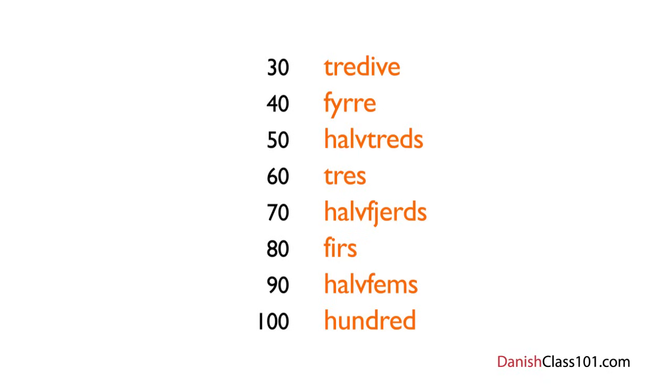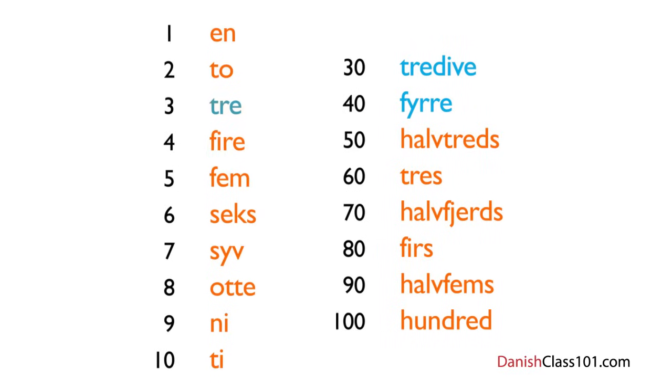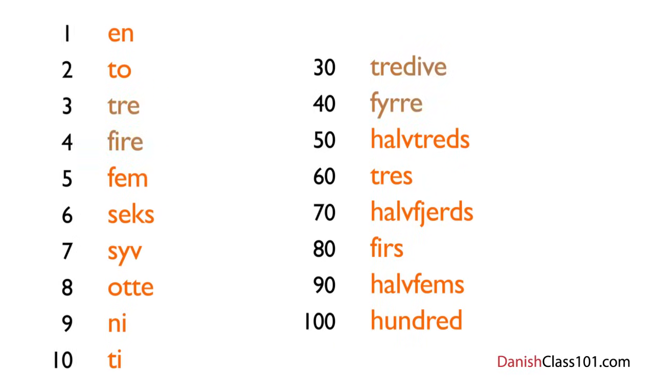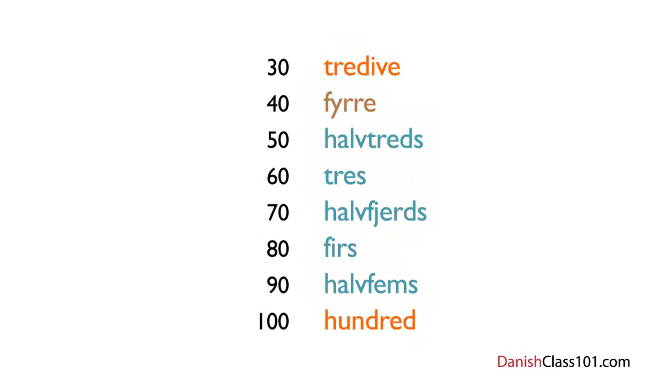30 and 40 are conjugations of 3 or 4, but memorizing the tens above 40 might take some practice. As for 100, it sounds a lot like the English word 100 and shouldn't be that hard to remember.